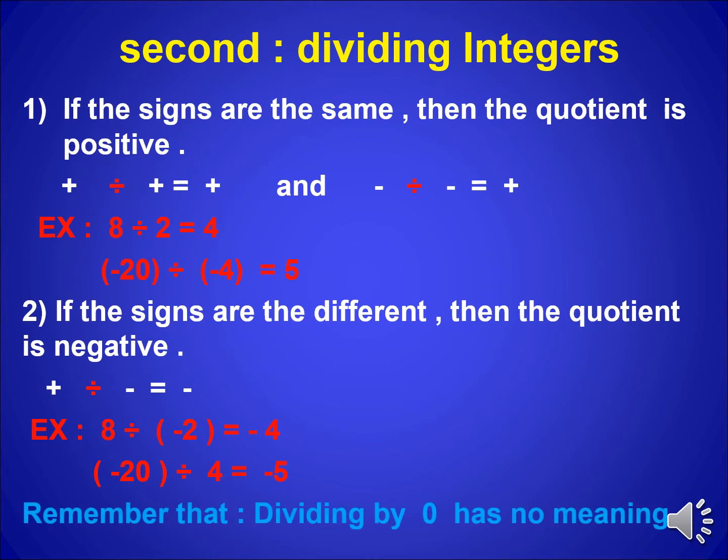Remember, Junior 6, dividing by 0 has no meaning. Any number divided by 0 equals nothing, no meaning. So if I have 5 divided by 0, that's no meaning. If I have negative 3 divided by 0, that's no meaning.